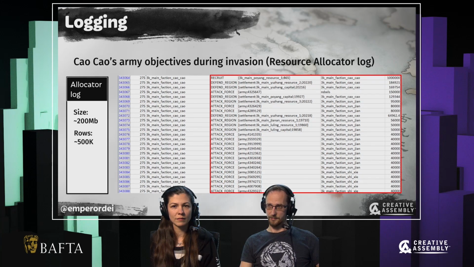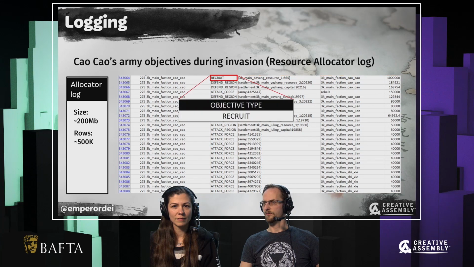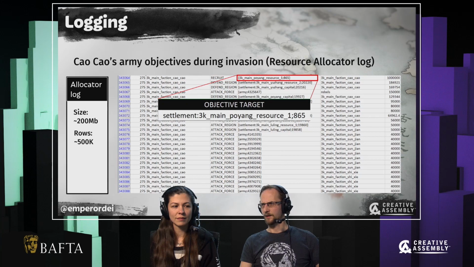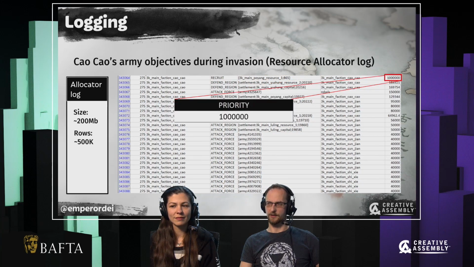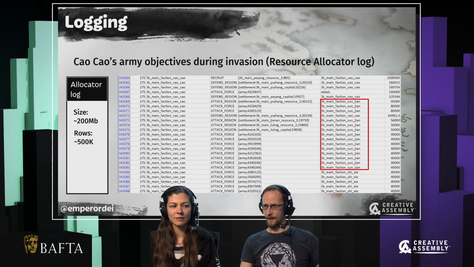Each row represents an army objective, and it has information on the type of the objective, such as attack force, defend region, or attack region, recruit, etc. The target of the objective, which could be a force or a region, the owner of the target, and the overall priority of the objective. And there are many more columns. I just want to make sure we're showing the most important ones.